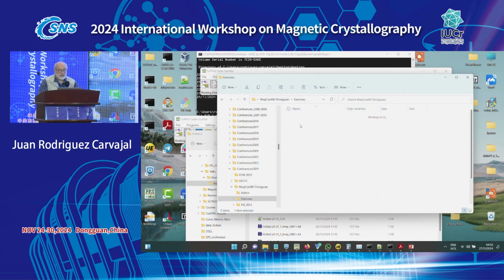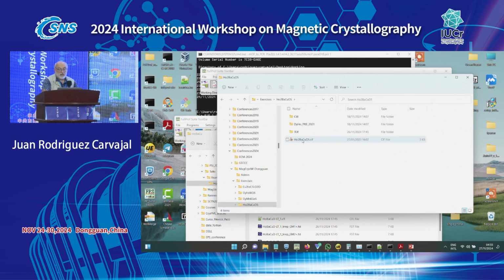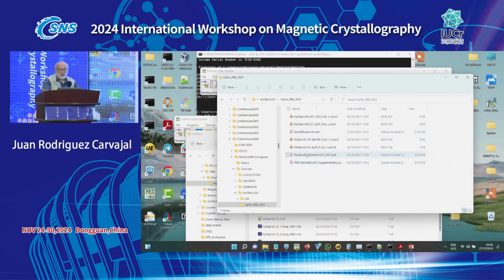In the exercises, you have many things. Of course, we cannot do all of that. But there is a case, which is this one, HoBaCuO5. Here we have data from constant wavelength and time of flight, WISH. And you have a CIF file, and you also have the publication in Physical Review. It corresponds to the so-called green phases.